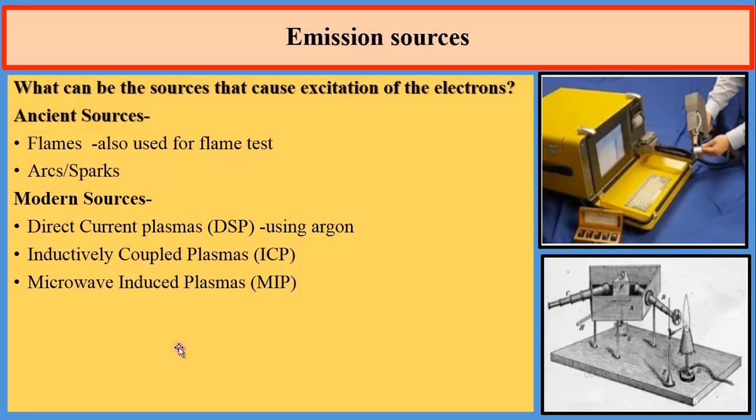Emission sources: there are different emission sources used for the excitation of an electron. First, as we know, we already performed the flame test for salt analysis. Here we use the flame as a source of excitation. Arcs and sparks are also used. Now some modern sources are available, that is DCP, direct current plasma using argon gas, inductively coupled plasma, and then microwave induced plasma. These are the modern sources nowadays used in emission spectroscopy.